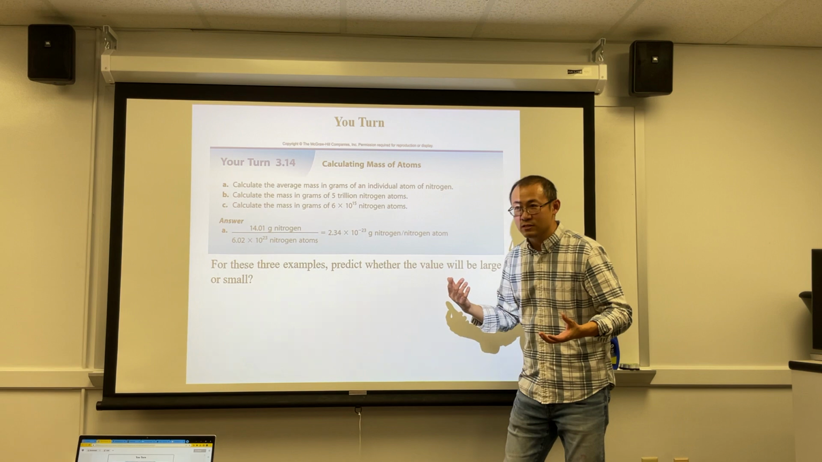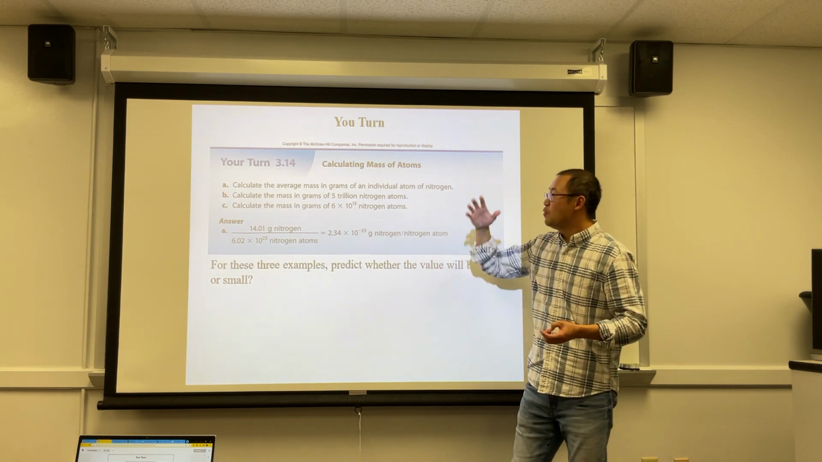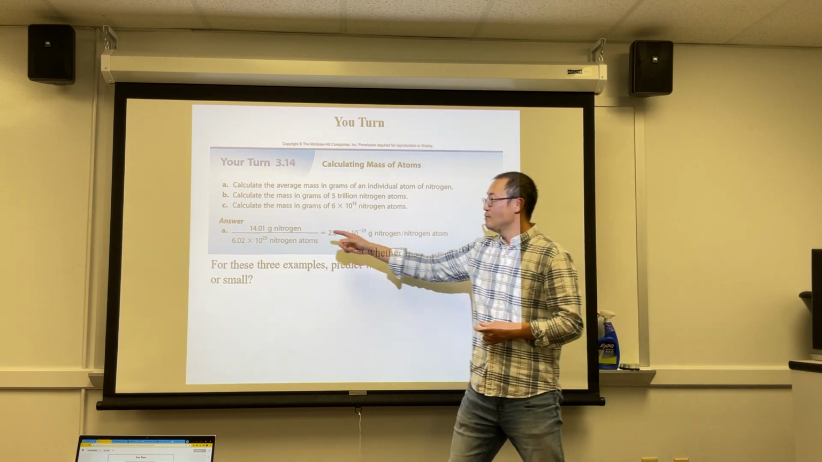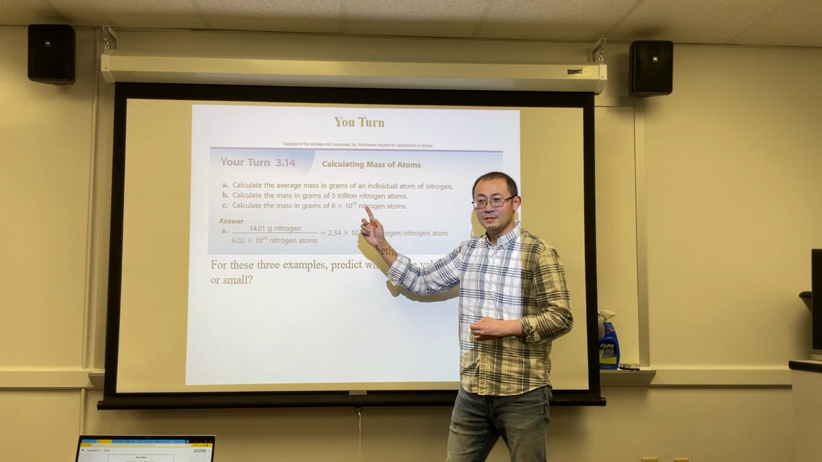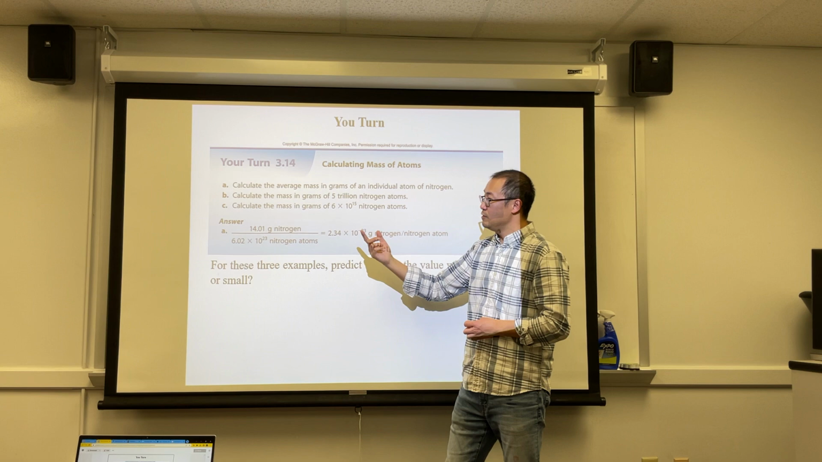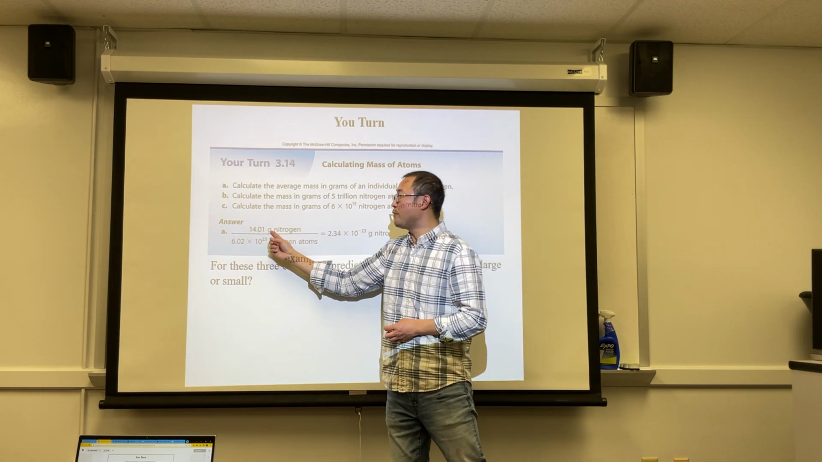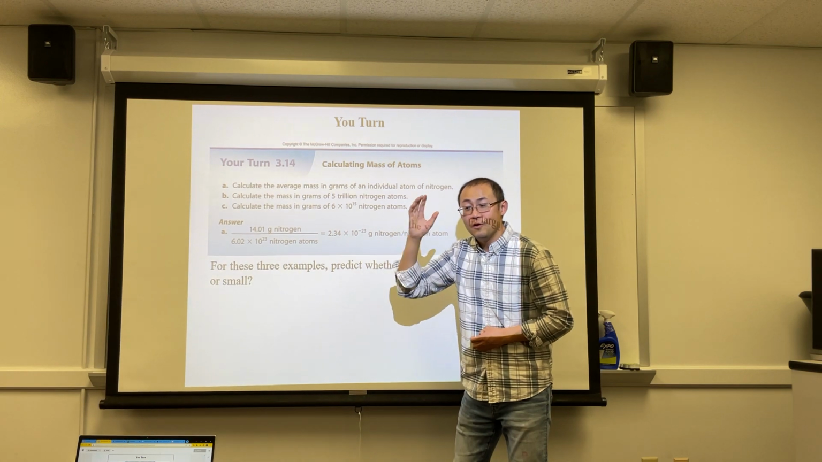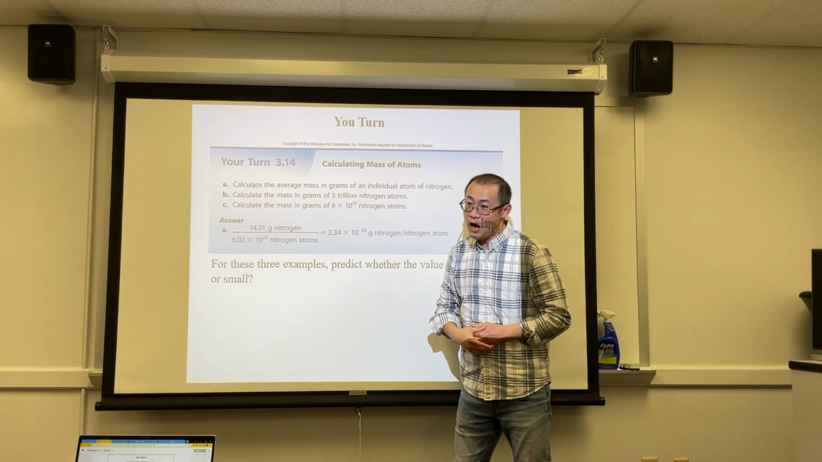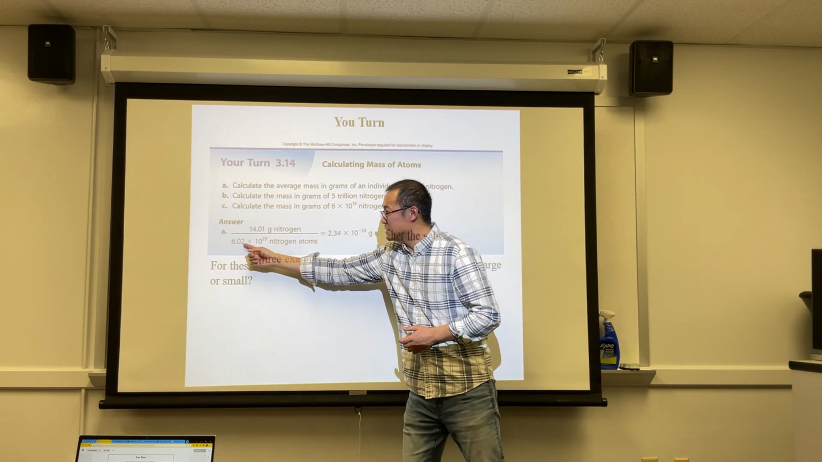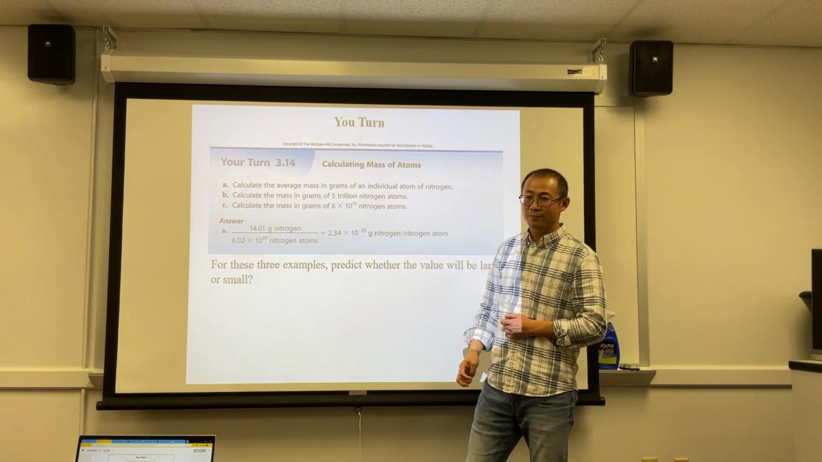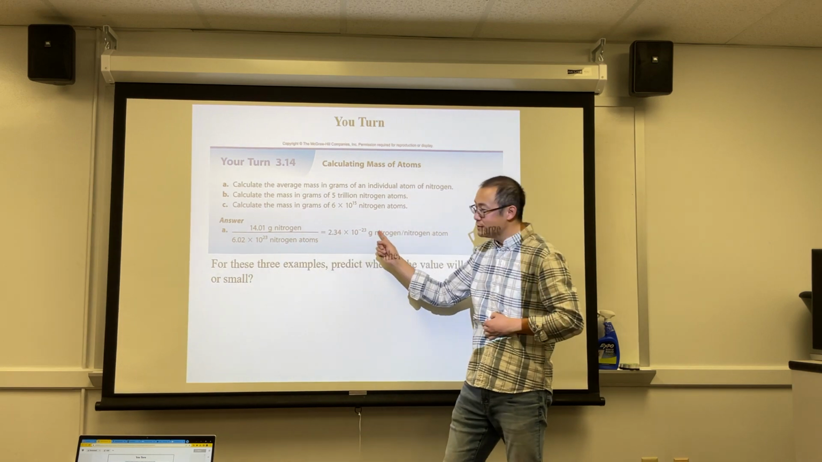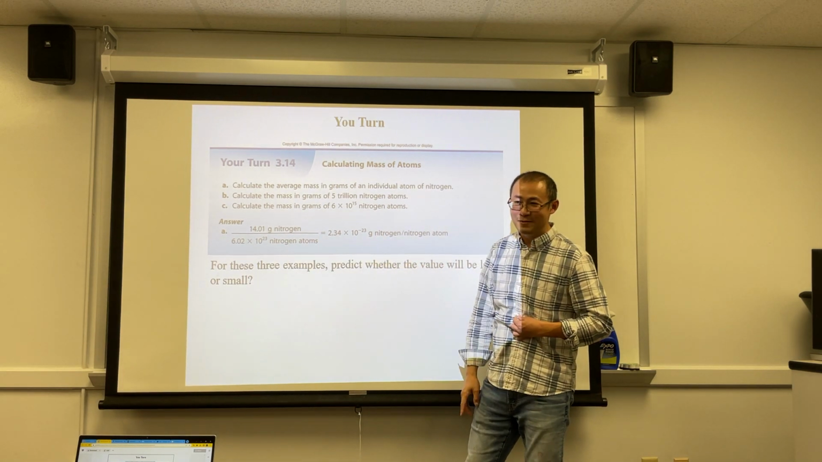Where do we know in grams? We know 1 mole of nitrogen is 14.01 grams. Is that right? But if we talk about 14.01 grams, we're not talking about one nitrogen, we're talking about how many nitrogen? 1 mole, is that right? How many is 1 mole? 6.02 times 10 to the 23rd. So they use the total mass divided by the total number, they get the single one. Does it make sense?